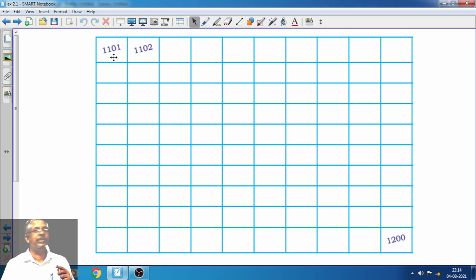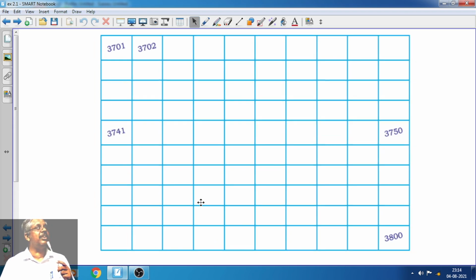Then we go to the next chart. Can you guess a number here? 1101, and the next is 1102, and you are going to proceed, and finally you will reach 1200. And then the next chart starts from 3701. When it starts, 3702 is going to proceed, and so forth. It's going to end with 3800.